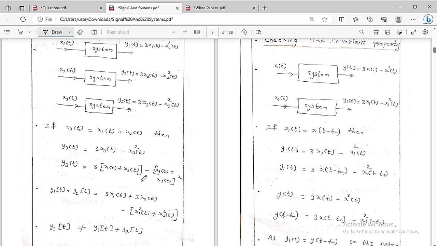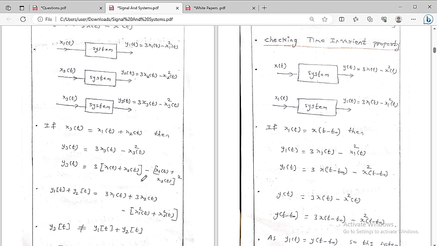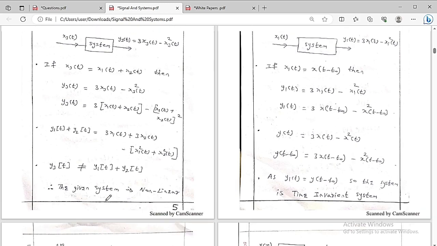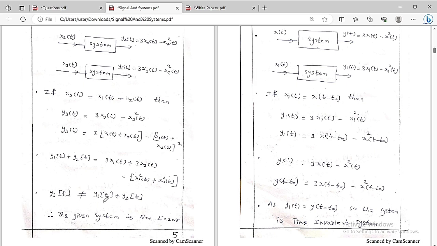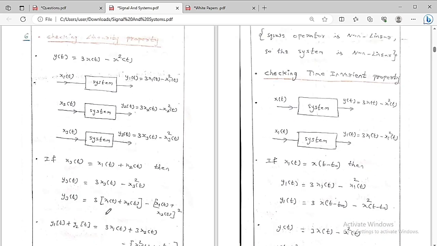So if the new input is a summation of the two previous inputs and the new output is the summation of the two previous outputs, then only we can say the given system is a linear system. Otherwise it is a non-linear system. In this case, even though the new input is a summation of two previous inputs, the new output is not a summation of the two previous outputs, so definitely the given system is a non-linear system. As y3 of t is not equal to y1 of t plus y2 of t, therefore we can say the given system is non-linear.